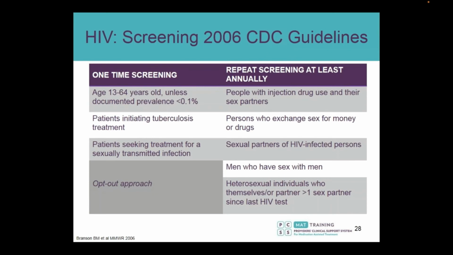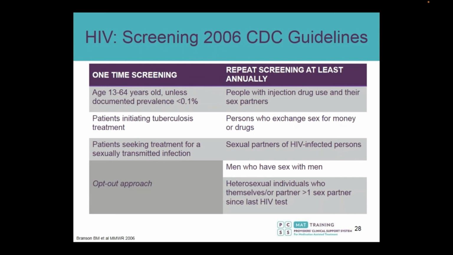So what about HIV screening? In 2006, the CDC issued new guidelines which recommended certainly one-time screening for all adults, all folks aged 13 to 64, unless there's a very low documented prevalence. One-time screening for patients initiating tuberculosis treatment, or for any patient seeking treatment for a sexually transmitted infection. And one of the major changes of these guidelines was this screening should be offered in an opt-out approach. So normalizing screening and giving the patients the opportunity to opt out, but not necessarily having to go through a prolonged consent process to be able to screen.